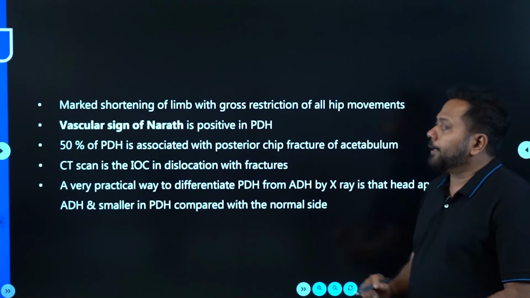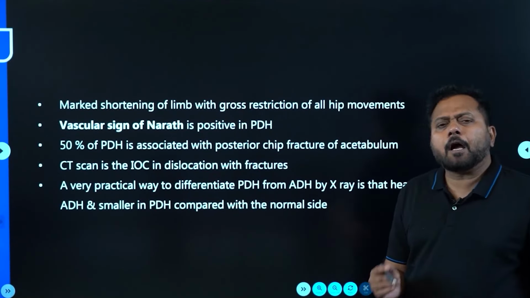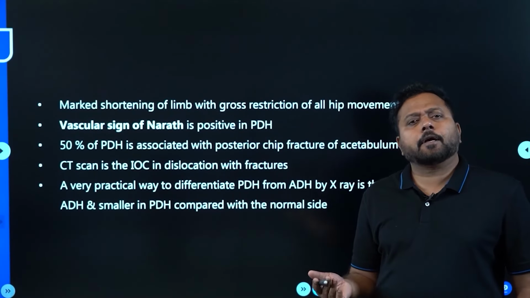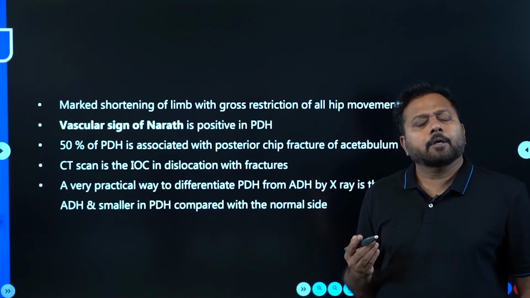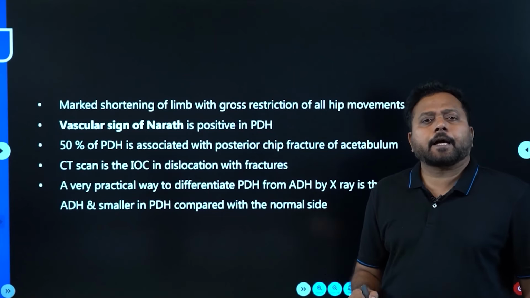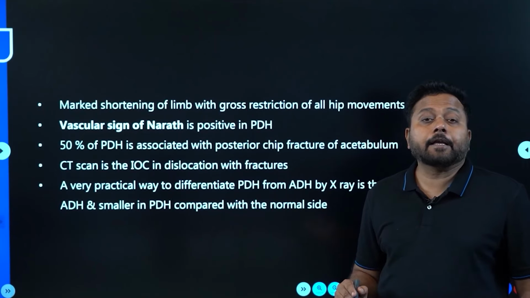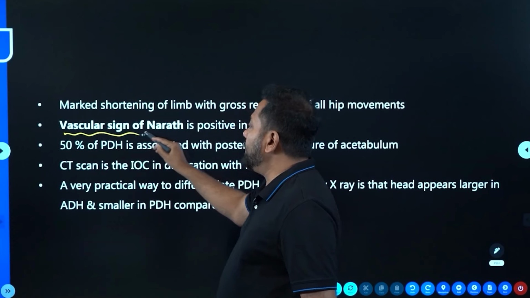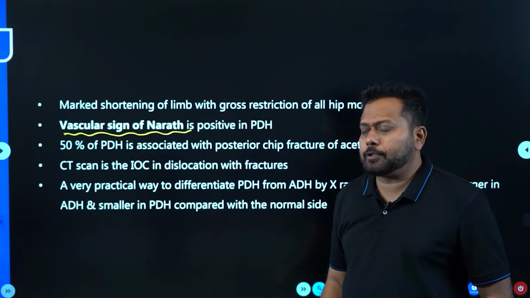Now, marked shortening of the limb with gross restriction of all hip movements. Because it's very obvious, dear friends: the head is out of the socket. How can there be a smooth movement of the hip joint? So all the movements are restricted, and on the affected side, the limb is shortened. And classically, the vascular sign of Narath is positive. Please focus. Concentrate. Please take notes.